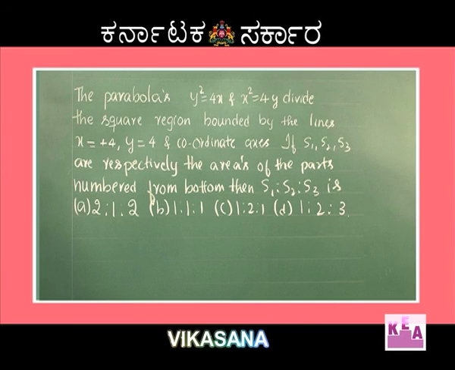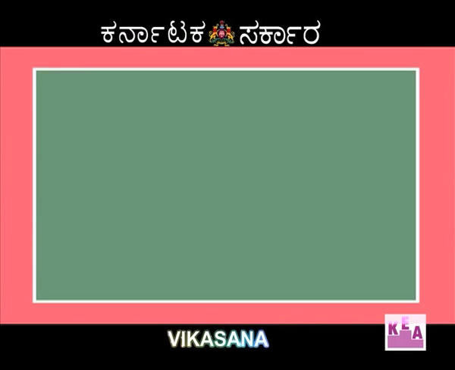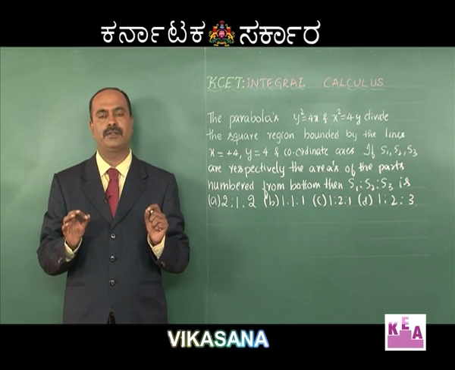Now, let us discuss next problem, dear students. The parabolas y square is equal to 4x, x square is equal to 4y divide the square region bounded by the lines x is equal to 4, y is equal to 4 and coordinate axis. If S1, S2, S3 are respectively the areas of the parts numbered from the bottom, then S1 is to S2 is to S3 is option A 2 is to 1 is to 2, option B 1 is to 1 is to 1, option C 1 is to 2 is to 1 and option D is 1 is to 2 is to 3.